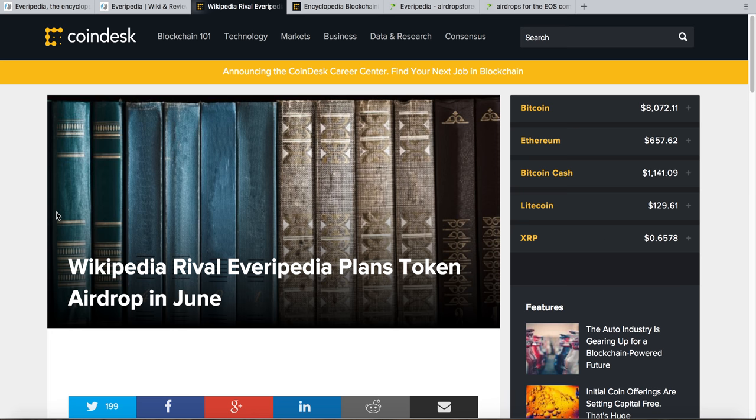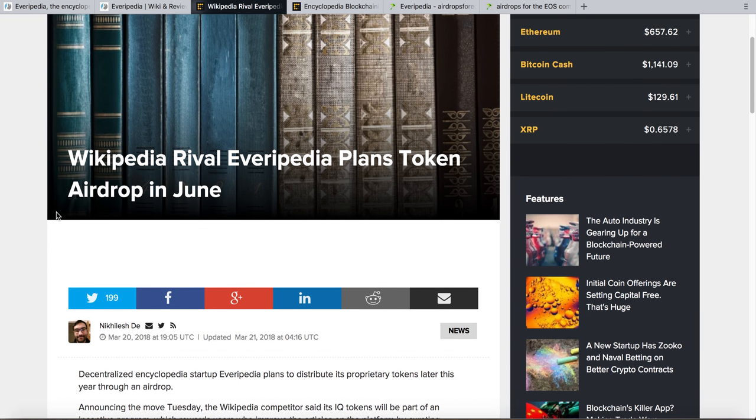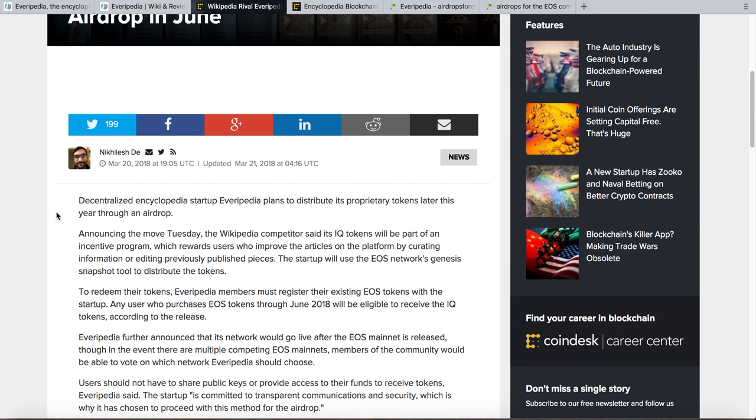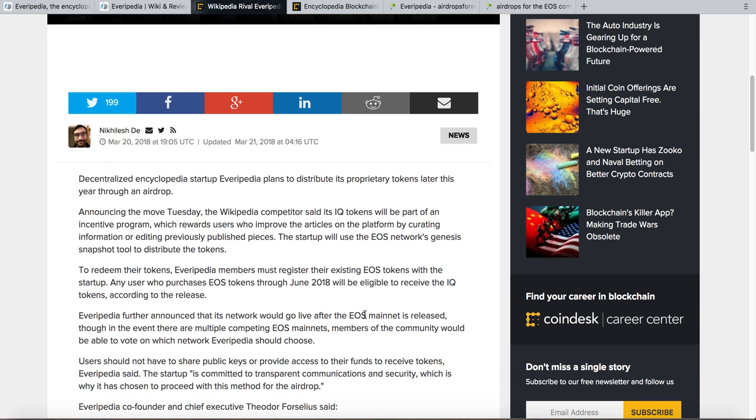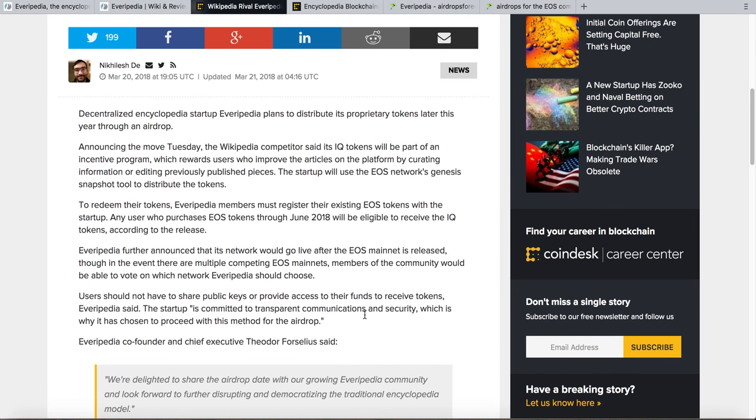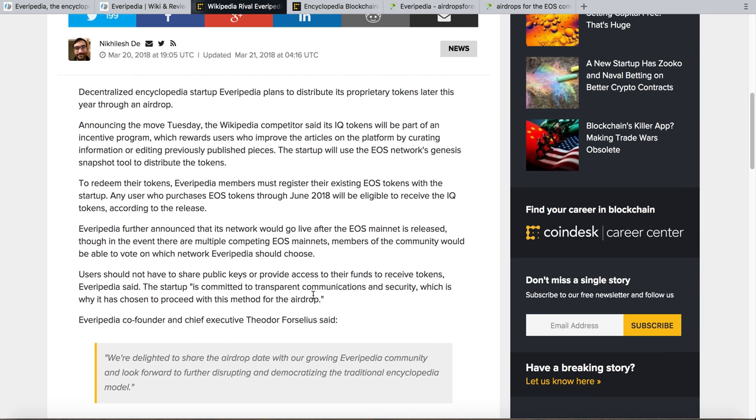They plan on doing an airdrop when the mainnet launches in June. To redeem the IQ token, Everipedia members must register their existing EOS tokens with the startup. Any user who purchased EOS tokens through June 15 will be eligible to receive the IQ token. They're going to take a snapshot on the EOS blockchain. Users should not have to share a public key or provide access to their funds to receive the token. The startup is committed to transparent communications and security, which is why it has chosen to proceed with this method for the airdrop.